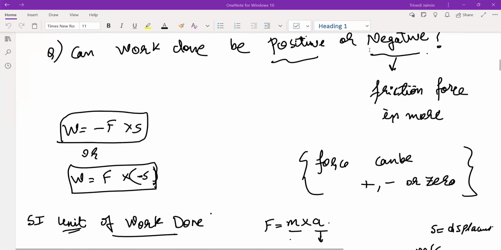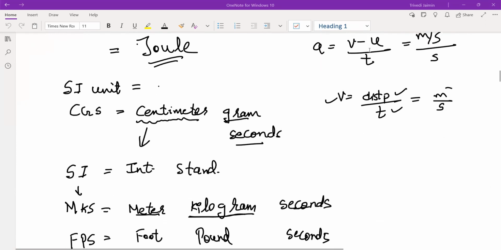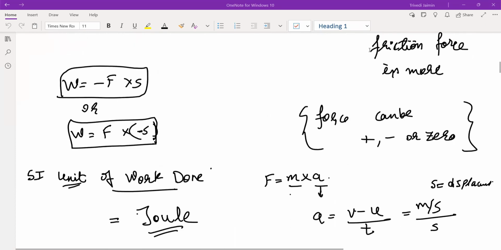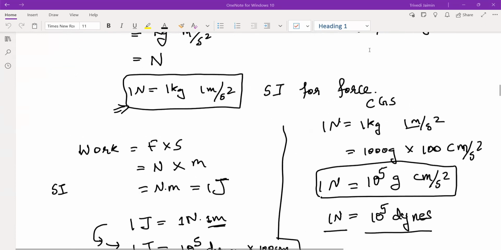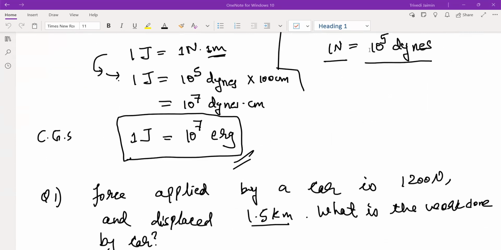Joules, sir. Right. In CGS, the unit of work done? No idea? Forgot? What did we write? Okay. So with that, let's do some numericals.